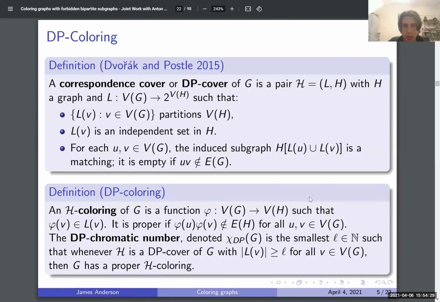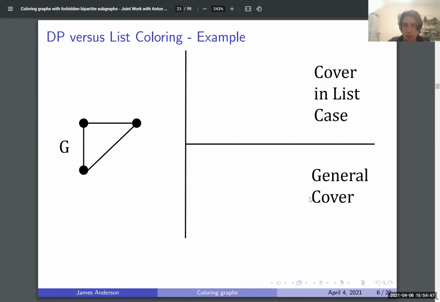Oh, yes, and the DP chromatic number is the smallest L such that whenever H is a DP cover where these list sizes are at least L, then G has a proper H coloring. And so let's see an example of this, and particularly, as I said earlier, a DP coloring is a generalization of list coloring, so let's see how these two cases compare.